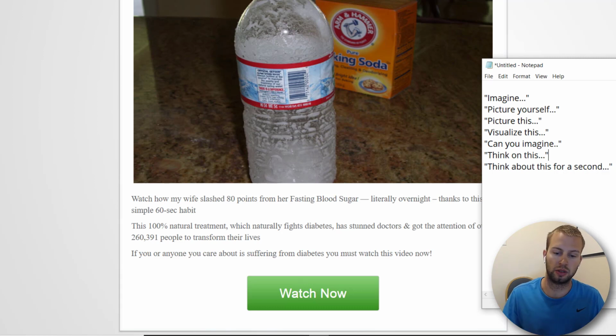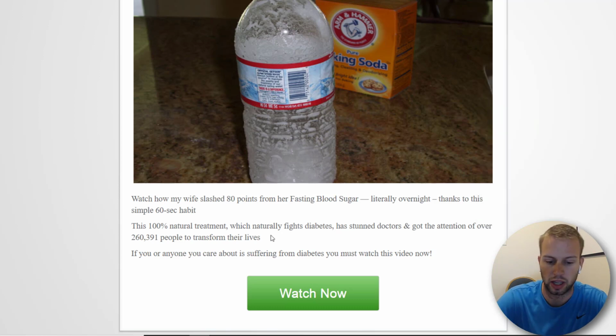Imagine being able to do this simple 60-second habit after dinner every night and going to bed knowing that it is naturally relieving your diabetes. So instead of just hyping it up, you want to get inside their mind and get them picturing doing the 60-second habit or using the product that you're selling. Get in their mind, because once they think about using it, then that's going to be stuck in their head and they're going to want to figure out what it is.